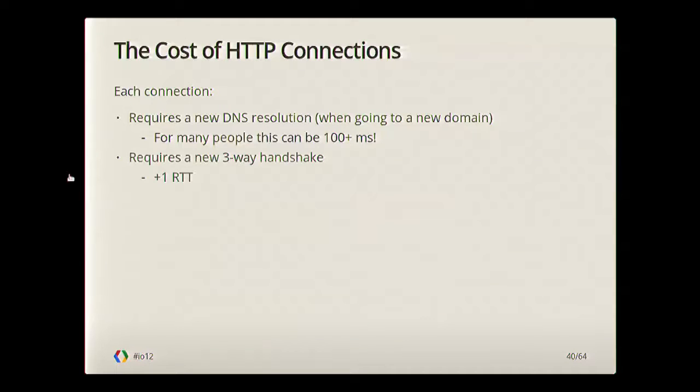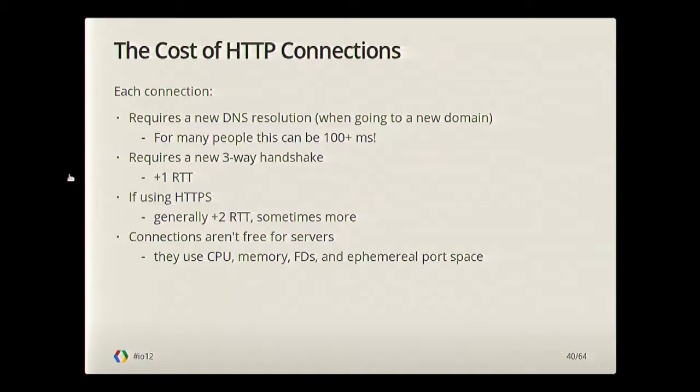Just the DNS request. All right, it requires a new TCP connection, which requires a three-way handshake. All right, you get the SYN, SYN-ACK, ACK. Okay, that's another RTT. If you're using HTTPS, and it seems like we're going towards that more and more, then you're going to have another few RTTs. And of course, these connections aren't free. The resources for them don't show up out of thin air, right? We have to pay for the servers that are making these connections. So we want to limit them if we can.